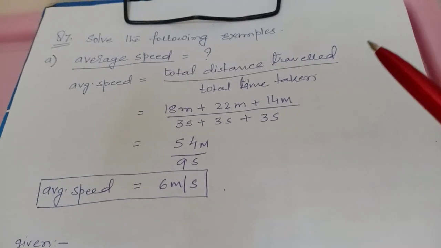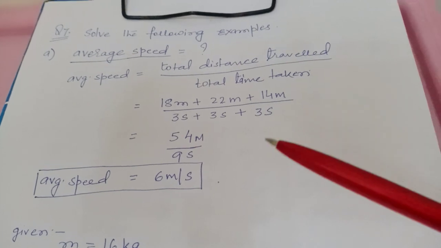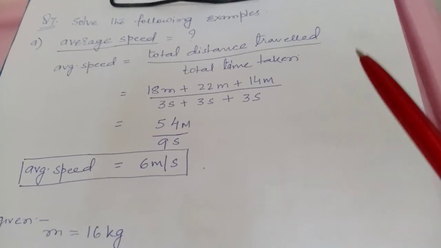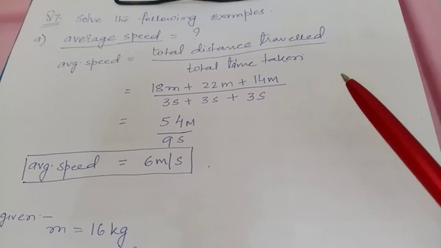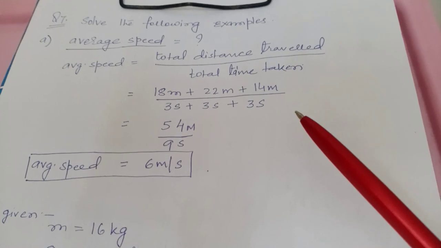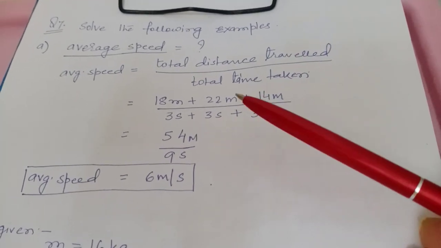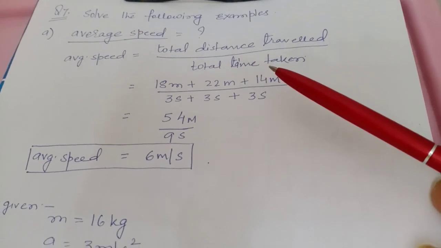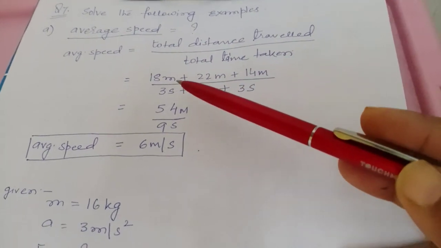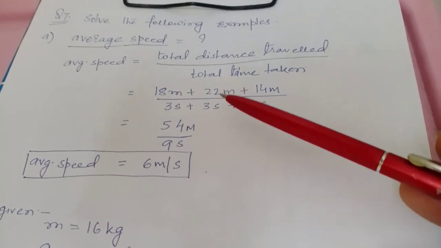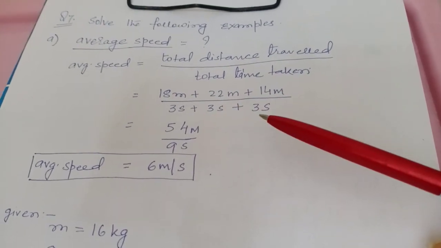First question, average speed has to be calculated. Different distances are given, the distance traveled in that particular time. So, you have to calculate the average speed. What is the formula for average speed? It is the total distance traveled upon total time taken. For the first distance, 18 meter, 3 seconds was taken, for 22, 3 seconds, and for 14 meter, 3 seconds.